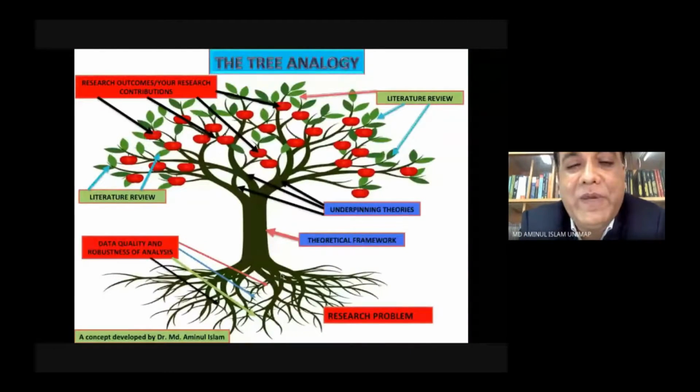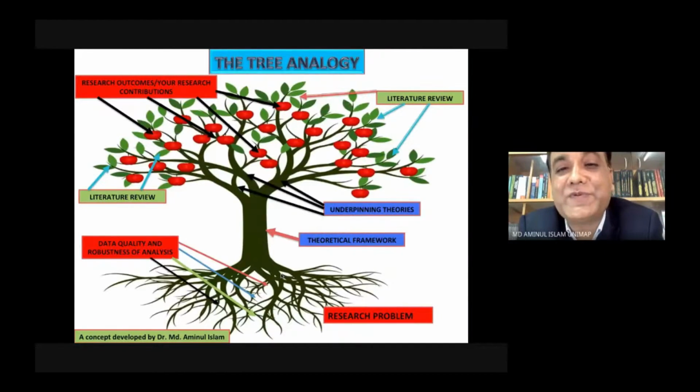But what can you do? Maybe the size of the fruit could be bigger. Maybe the taste of the fruits could be better. Maybe the color of the fruit will be different. So that is your research contribution, the outcomes. The fruits may look similar, yet the taste is different. The fruit may look very similar, but the smell is different. Or maybe the fruit becomes bigger. Or possibly the quantity of fruits is more in a tree than the other tree. So that is your contribution. That's how you have to look at it.